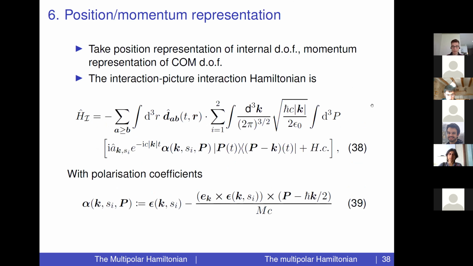Let's do something similar to what we did in the beginning. We want to find now the position representation, but we do a mixed representation now. We want to find the position representation in terms of the internal degrees of freedom associated with the small r, and the momentum representation of the center of mass degrees of freedom associated with capital P. So first of all, you can show that the internal atomic degrees of freedom are clearly separated from the rest, where we have then the center of mass degrees of freedom and the field degrees of freedom.